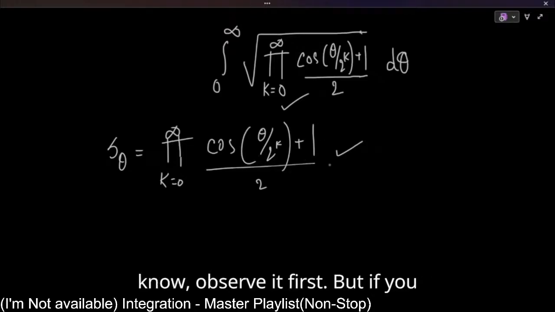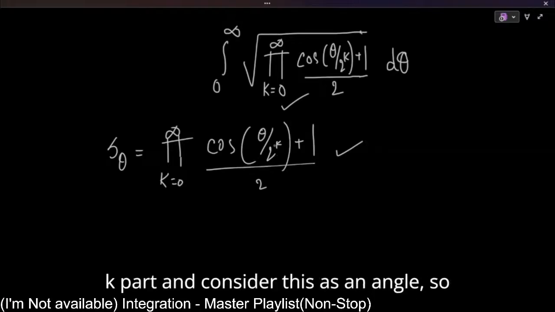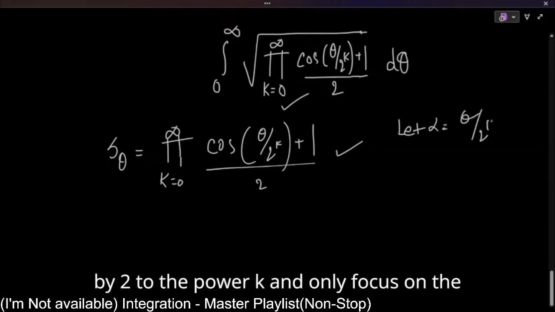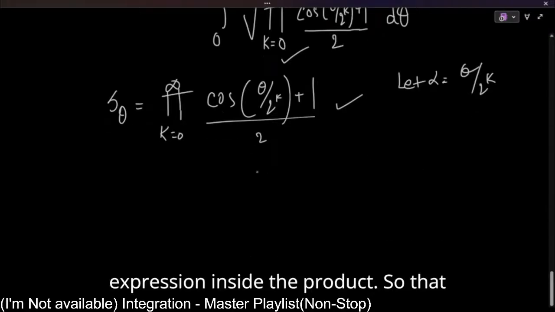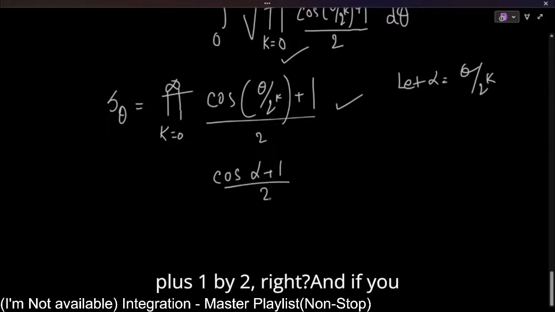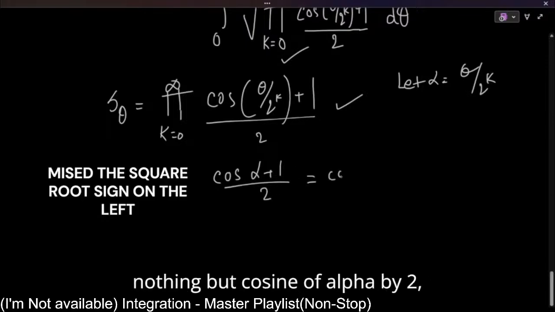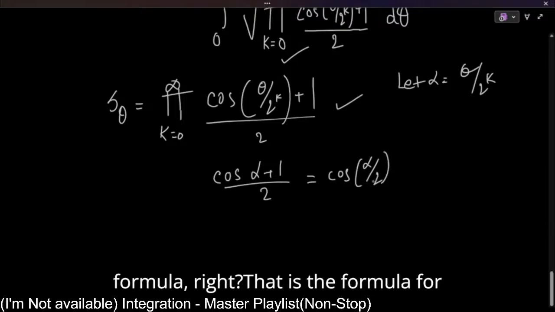This might be a bit hard to observe at first, but if you just ignore this theta by 2 to the power k part and consider this as an angle, so let alpha equal theta by 2 to the power k, and only focus on the expression inside the product. That thing basically comes out to be cos alpha plus 1 by 2, right? And if you remember correctly, this is simply nothing but cosine of alpha by 2. That is the product for the half angle formulas, right?